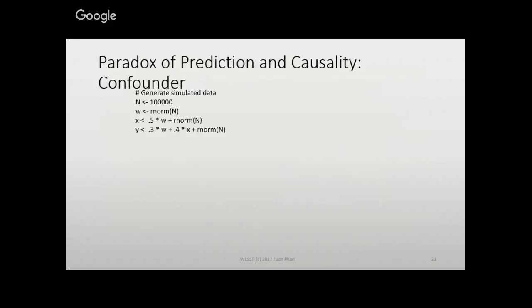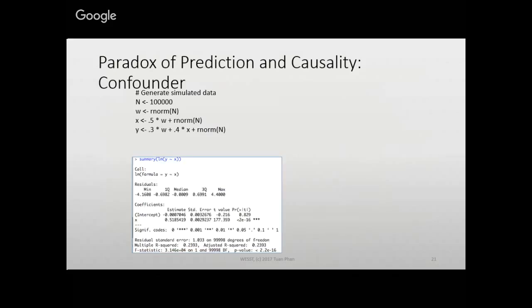We can simulate that by saying X equals 0.5 of W plus some sort of noise, this is our epsilon. And now our Y is 0.3 W plus 0.4 X plus noise. So that's our model. Now again, we don't know W, we only know X and Y.